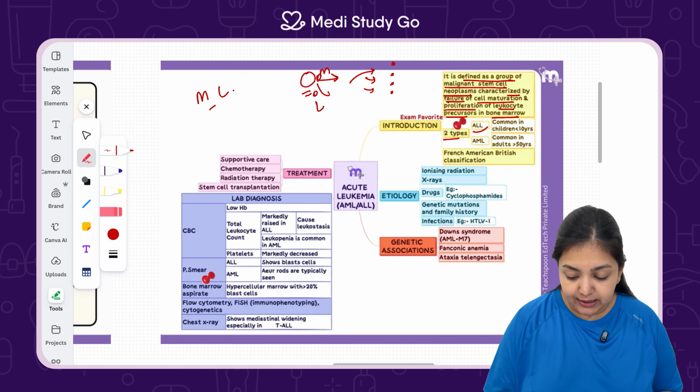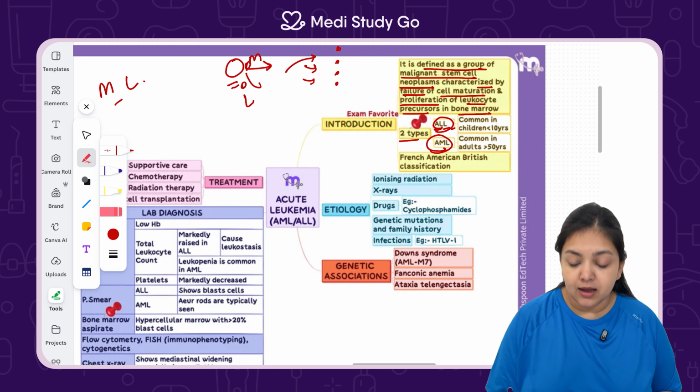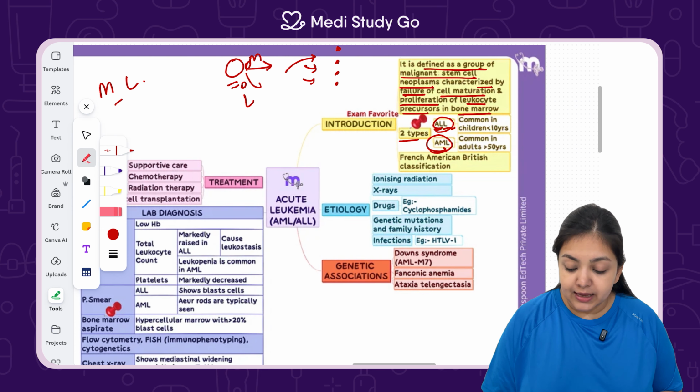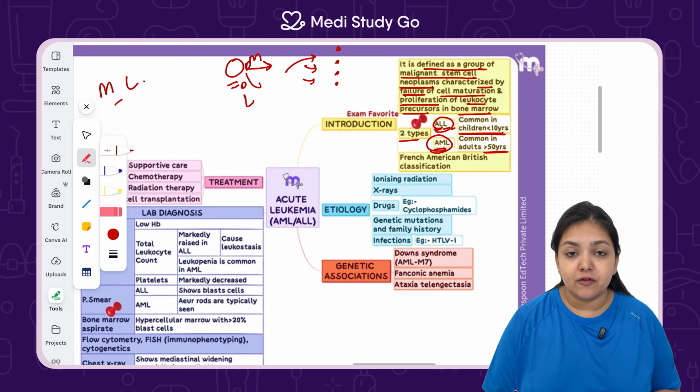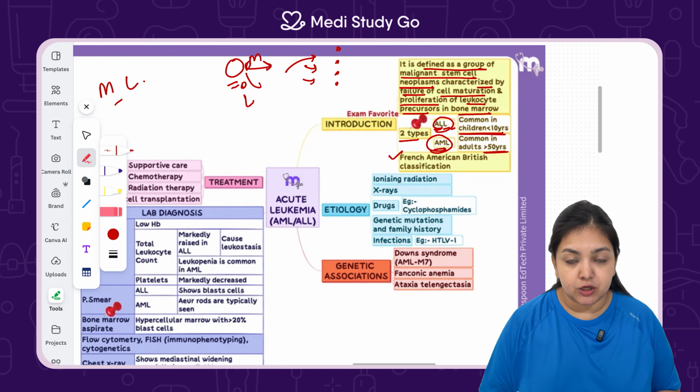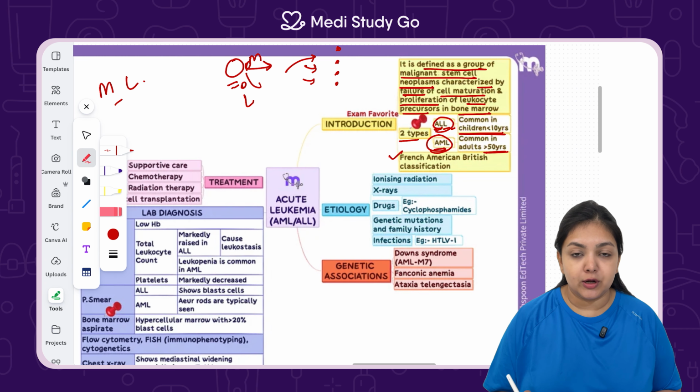So the two types are ALL and AML. ALL is acute lymphoid leukemia and AML is acute myeloid leukemia, depending on the cell lineage which is getting affected. ALL is usually seen in children of less than 10 years of age, whereas AML is mostly seen in elders above 50 years of age. So this is according to the French American British classification, which classes lymphoid and myeloid leukemias.